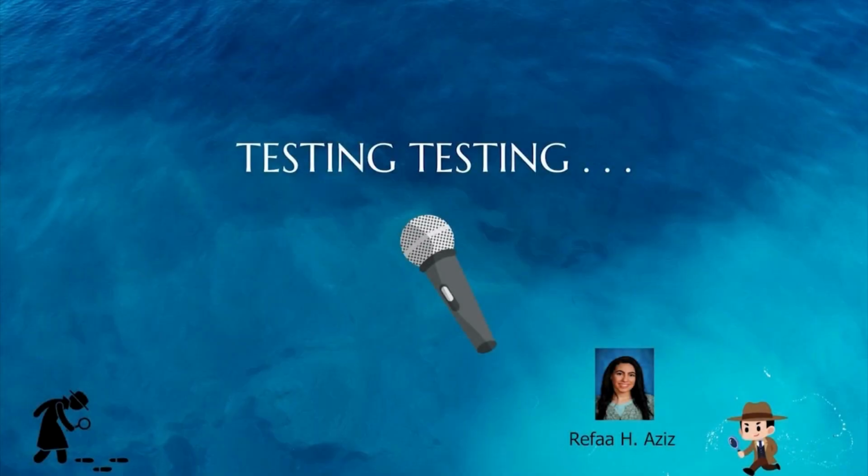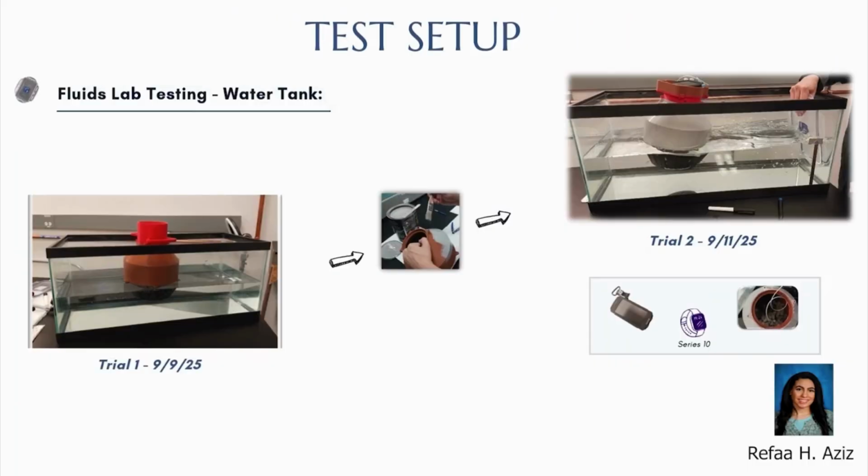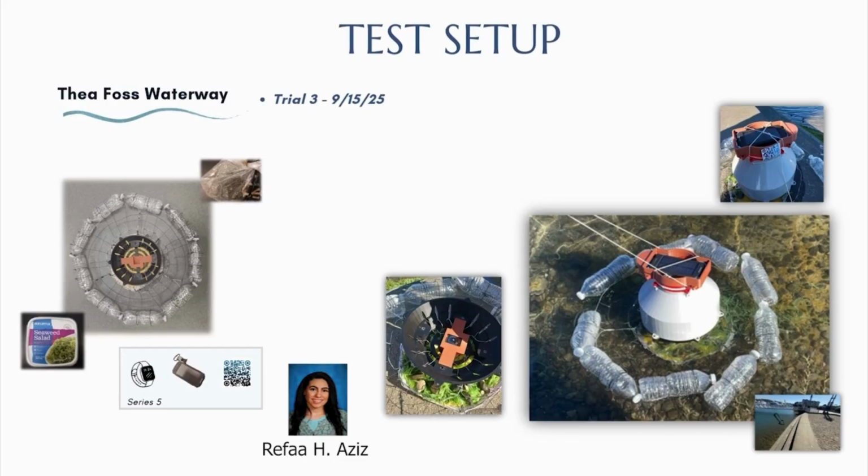And now the time has come for testing, a glance into our investigative journey. These are the two different locations in which we tested our sensor buoy prototypes. The first was the Fluids Lab at the University of Washington, Tacoma, and the second was the Thea Foss Waterway, also in Tacoma. It was actually a few minutes away from our campus. Now for our test setup, these were the first two trials and the various components we used, such as the electronics or plates that we used inside the buoy. And this was the third trial in the Thea Foss Waterway.